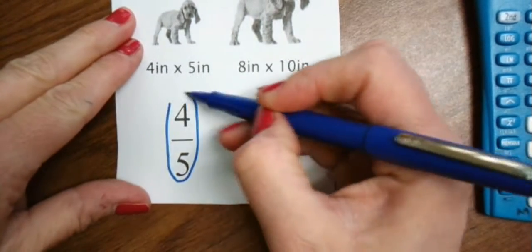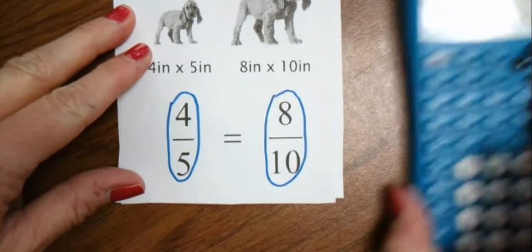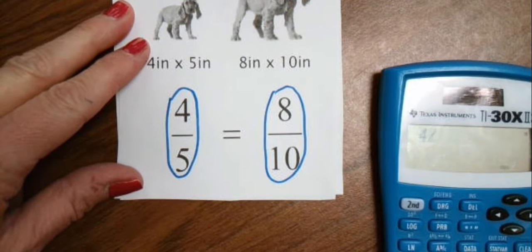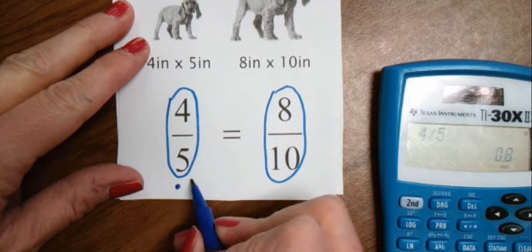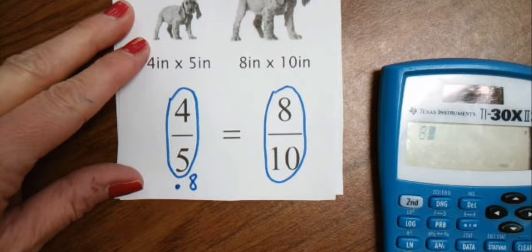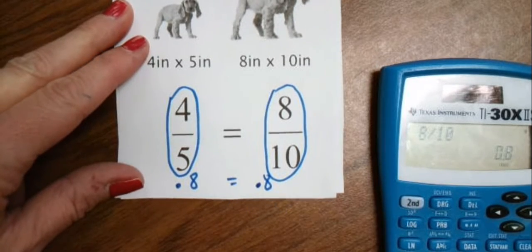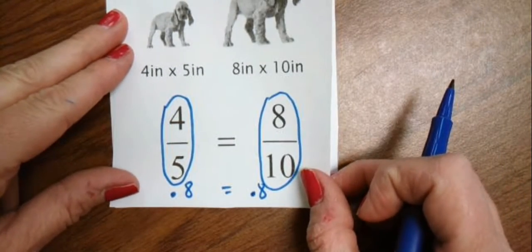Now let's take a look at the vertical relationship. I can look vertically and I can divide both of these fractions. And if I divide them and the numbers are the same, then they're equal to each other. So if I take 4 divided by 5, I would get 0.8. And if I take 8 divided by 10 in my calculator, I get 0.8. They're equal. So this is the vertical relationship that's going to prove that two fractions are equal. And you guys have used that before to compare fractions.